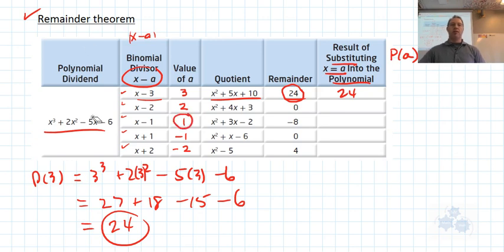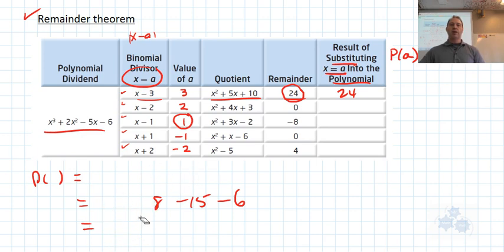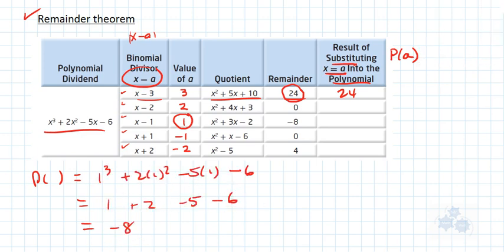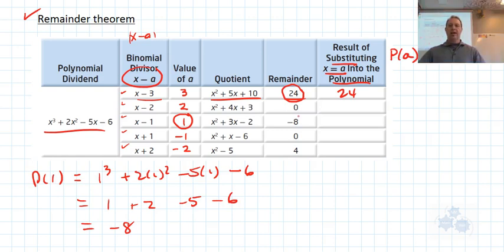And you guessed it, if you continue this along, let's do this one right here. I'm going to plug in p of 1, so that's the a value. What do I get? Well, this is what I get. When I fill that in, p of 1 is negative 8, the same as this. So what does that tell us?